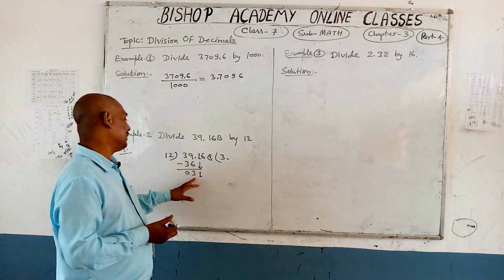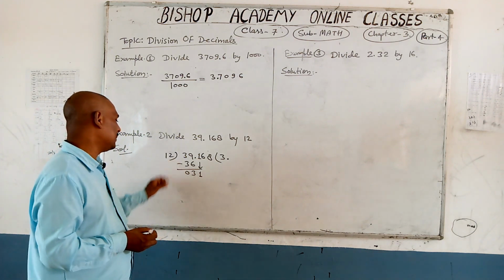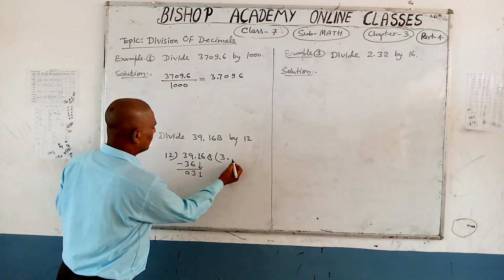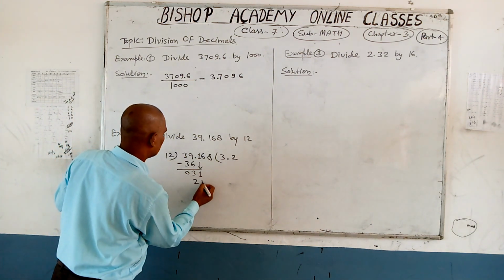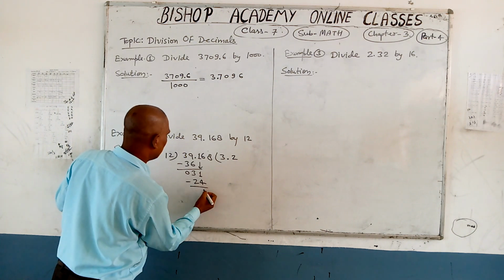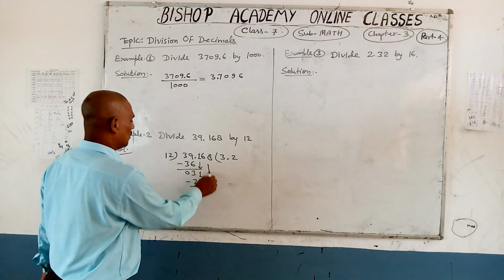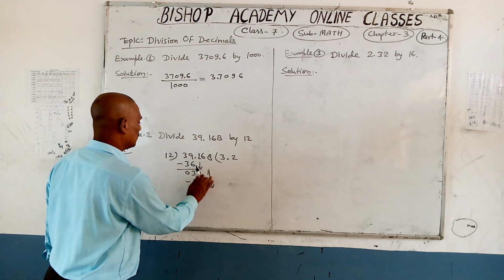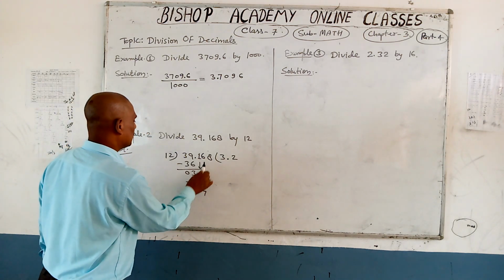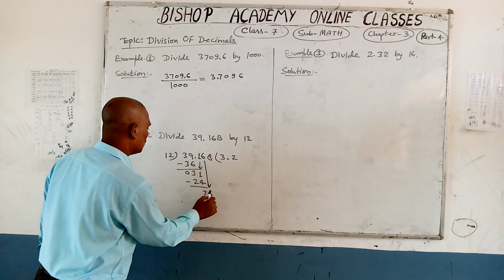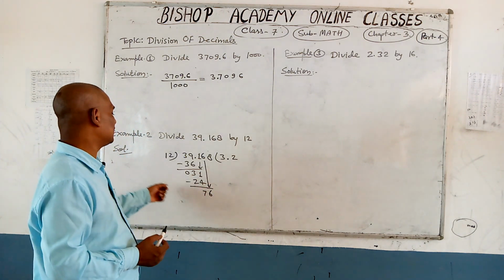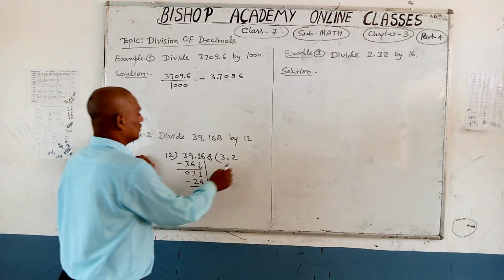Now you have 31 here to divide by 12. It divides 2 times. Subtract 24. 31 minus 24 is 7. Take down 6. Now you have 76 to divide by 12. 3 times.